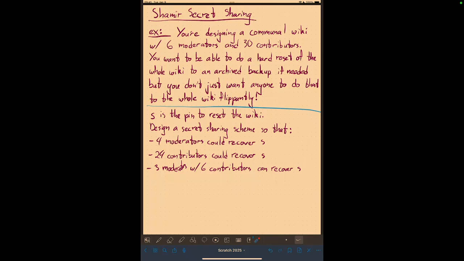So this one's a bit more tricky, right? There's a bunch of different thresholds. Certainly if all 24 contributors come together, they can share their secrets and unlock S, the pin that lets you do a hard reset. But you also trust the moderators quite a bit. They have a lot of inside knowledge, and they have commitment of the sort. So you say only 4 moderators need to come together to make the secret. So this is less obvious how to do, but let's go through and see how to do it.